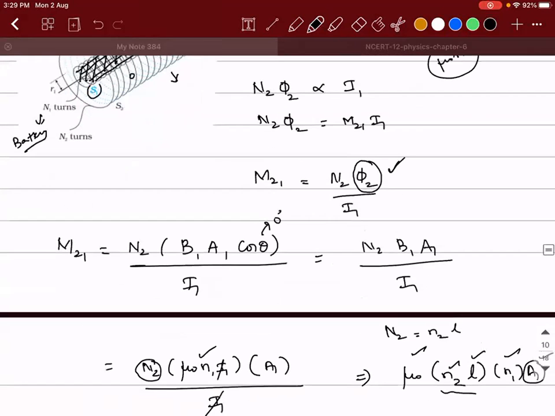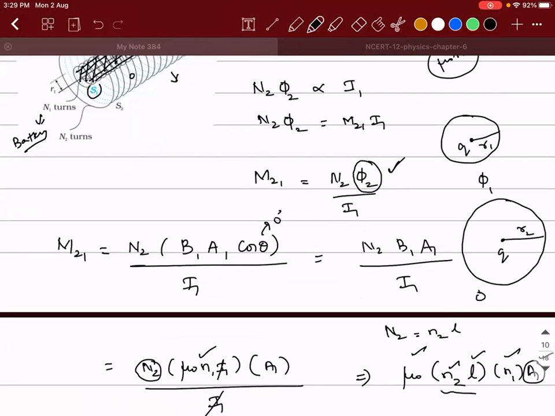See, for example, I have a question like this. Let's say there is a point charge Q and you have a sphere of radius R1. So if I say the flux through this is phi1 and the same charge Q is there and its radius is increased to R2. Now what is going to be the flux in this case? Is it going to increase or decrease? Increase, sir. It will still be the same.